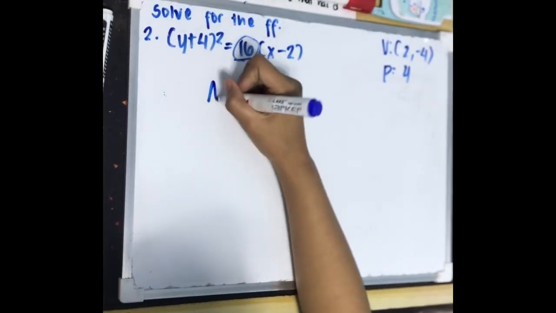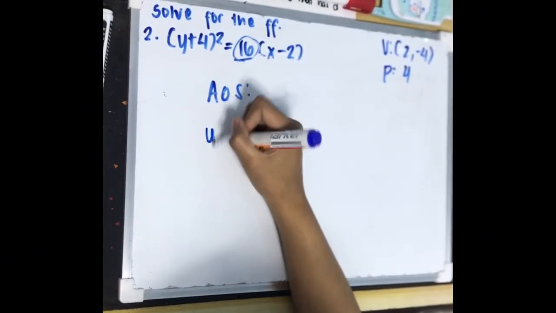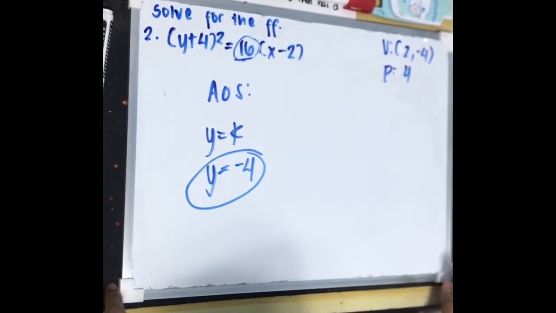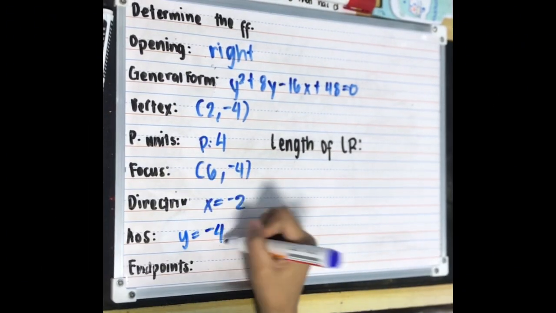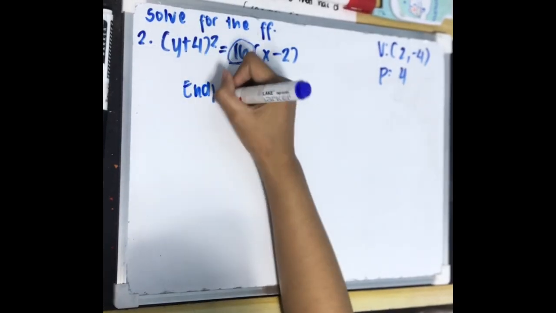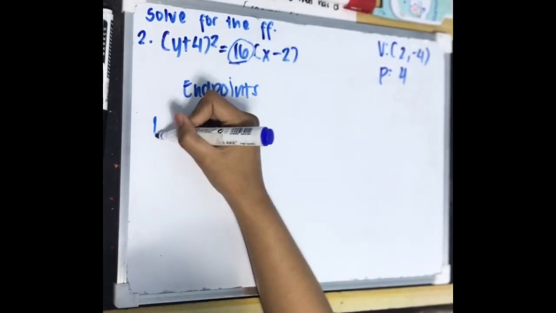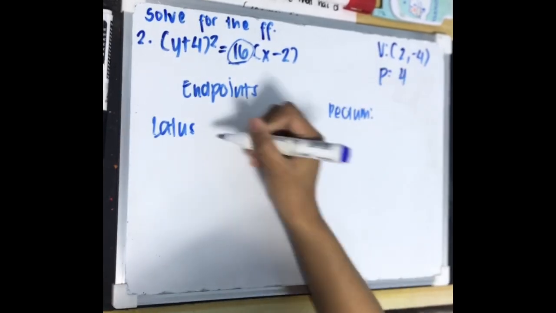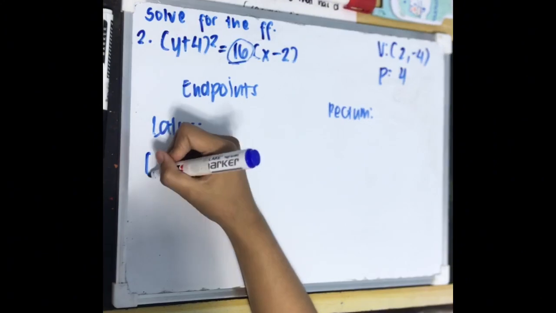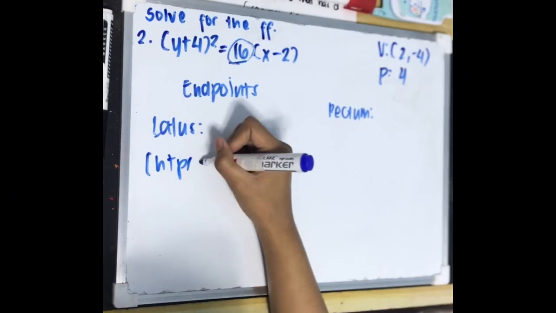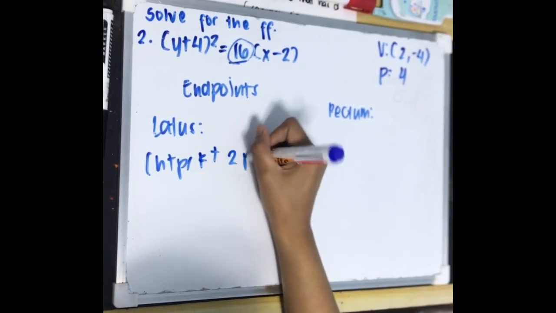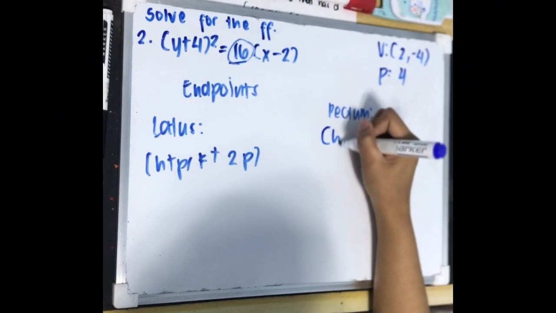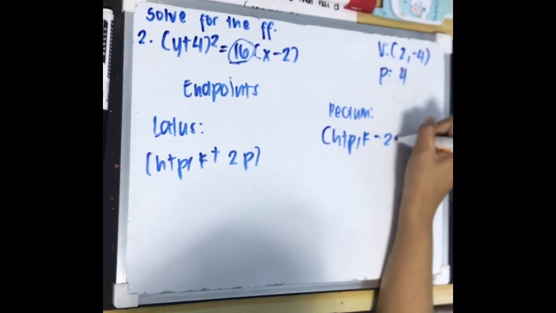So, to find the axis of symmetry, we're going to use the formula y equals k. So, basically, our k is negative 4, so negative 4 is our axis of symmetry. So, to find the endpoints of latus rectum, the formula that we will use is h plus p and k plus 2p. And ayan, so dito po, gagamitin natin sa rectum is h plus p and k minus 2p.